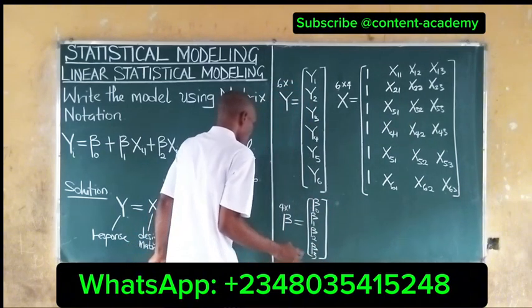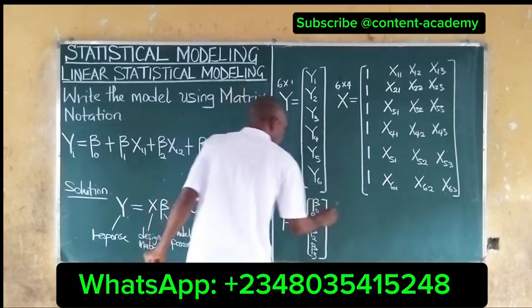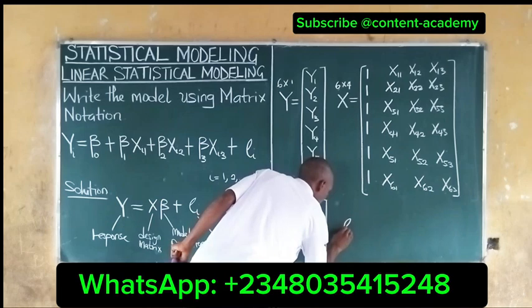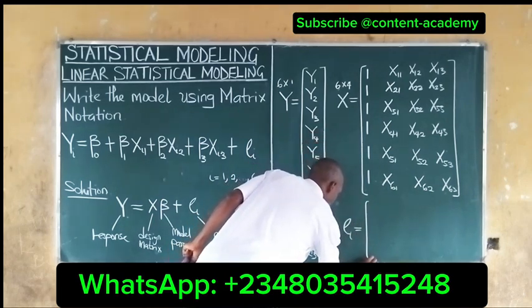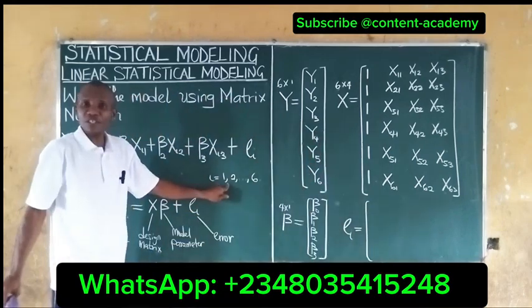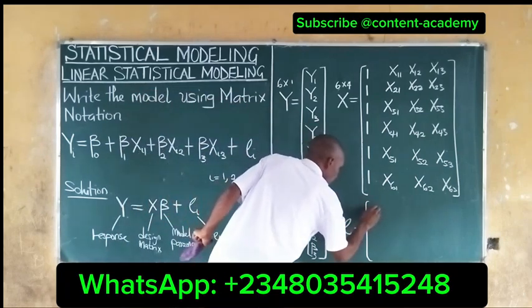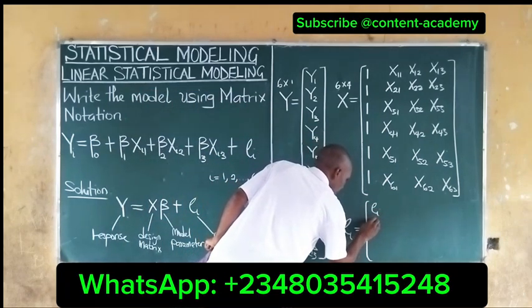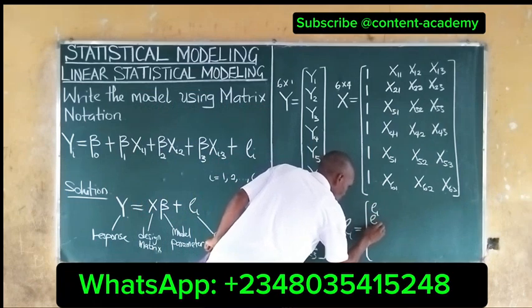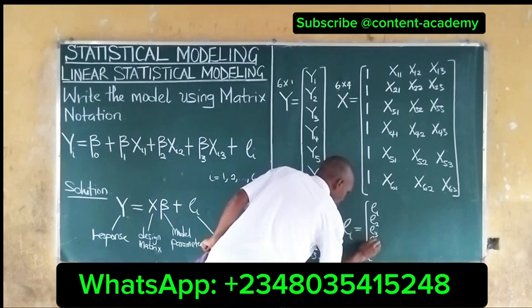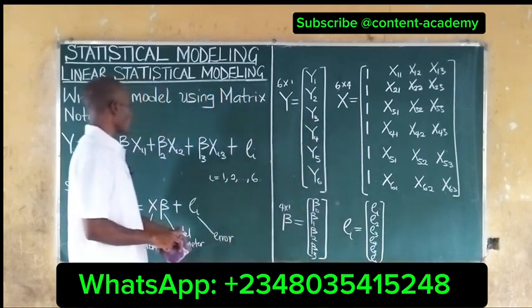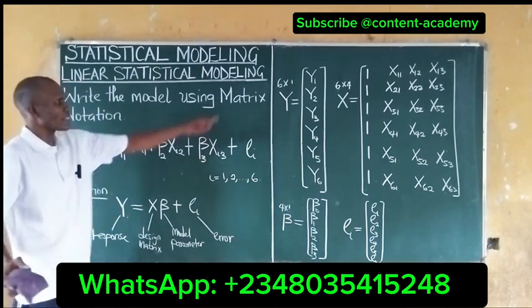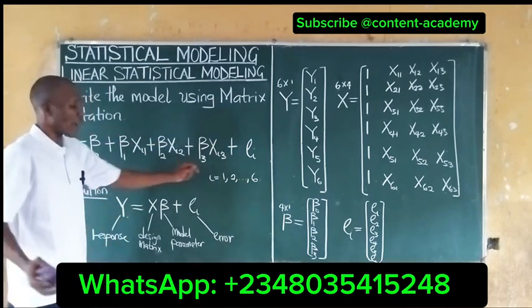So this is our B value. How about our error term? Our error term, of course, we have 6 observations. So it will be E1, E2, E3, E4, E5, and E6. So 6 observations. Of course, we can write them out properly here.